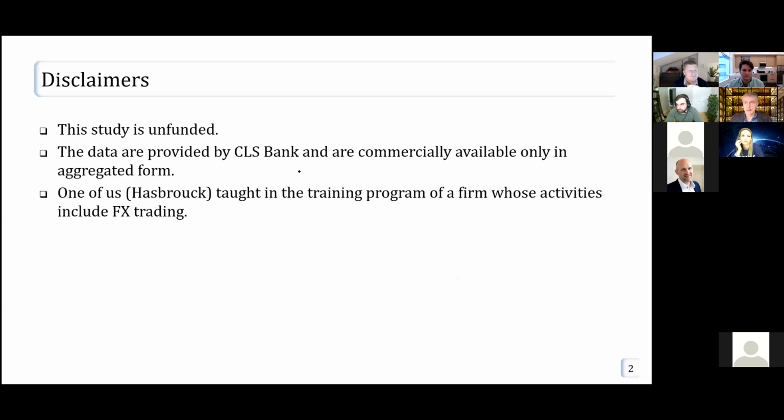Now, it's an unfunded study. The data do come from CLS Bank, about which I'll speak more a little later. They're commercially available, but not in the detail that we have the data here. Also, while this work was in process, I did some executive education for a firm that does FX trading.